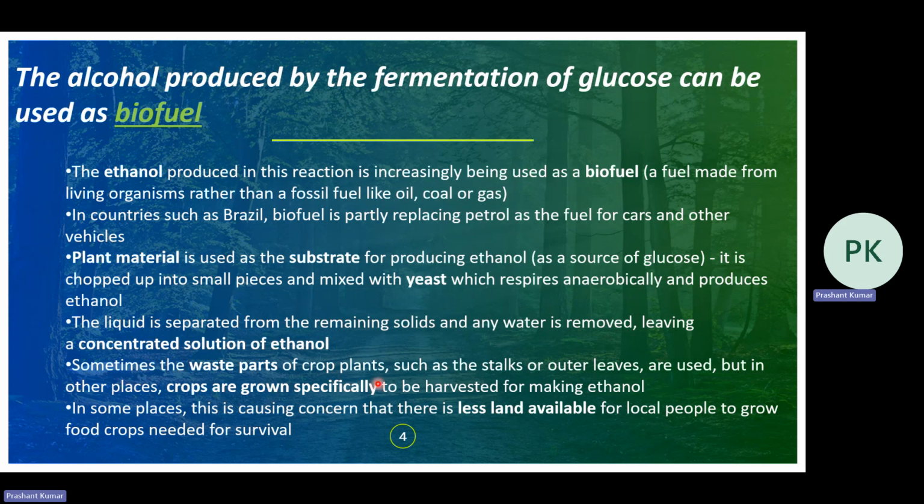Sometimes the waste part of the crop plant, such as dead leaves and stems, is used, but in other places crops are grown specifically for this. Land is occupied by the crop just to make alcohol. In some places this is causing a concern that there is less land available for local people to grow the food crops needed for survival. So now it's up to you to decide which tank you want to fill, right? Either your stomach or your vehicle.